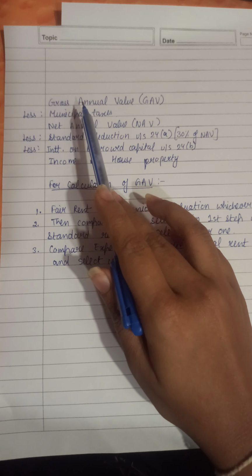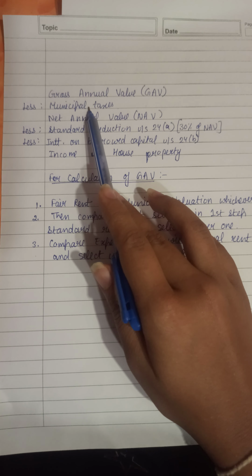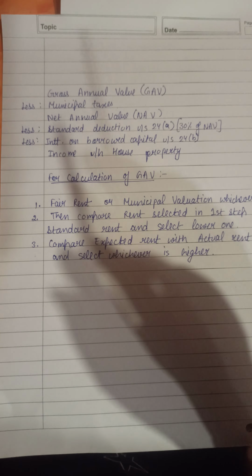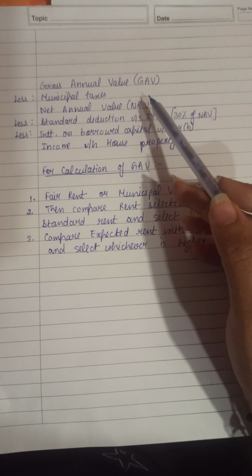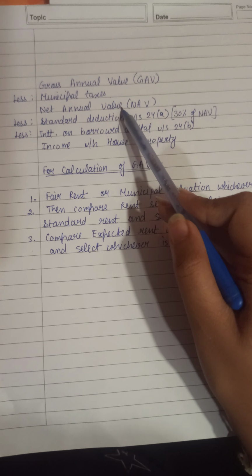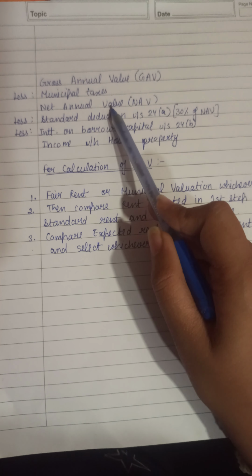And this is a question which can be asked in your viva also: if the municipal tax is paid by the assessee only, then it will get deducted from the GAV. Then after that we will get the NAV, that is the net annual value.